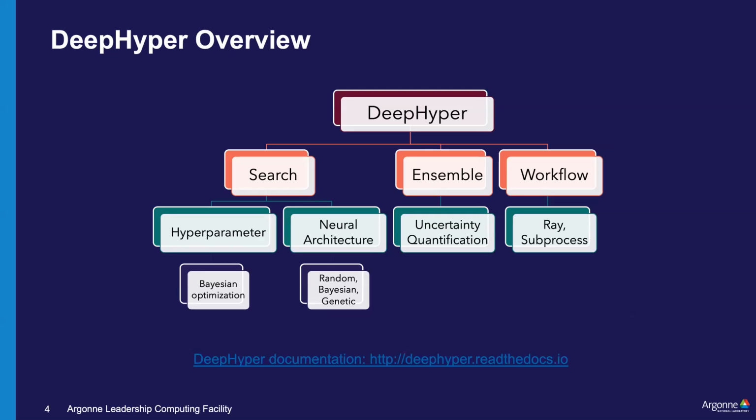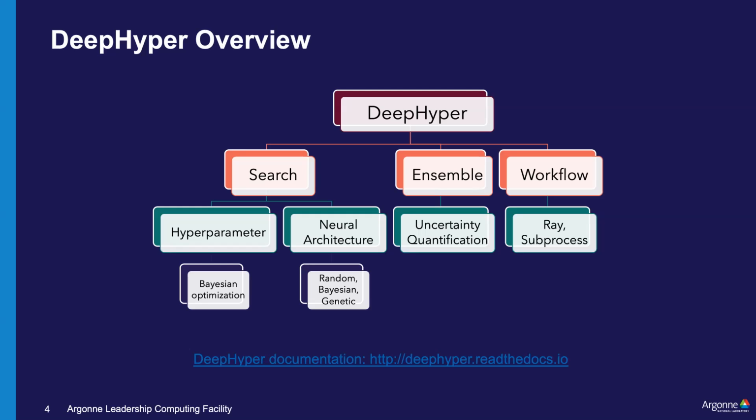DeepHyper is composed of different features, and I'm presenting a diagram of these features. We have search algorithms, such as hyperparameter search and hierarchy search. For hyperparameter search, we mostly have one search called asynchronous model-based search, which is a Bayesian optimization algorithm. For hierarchy search, we have different algorithms from random search, Bayesian, to genetic algorithms.